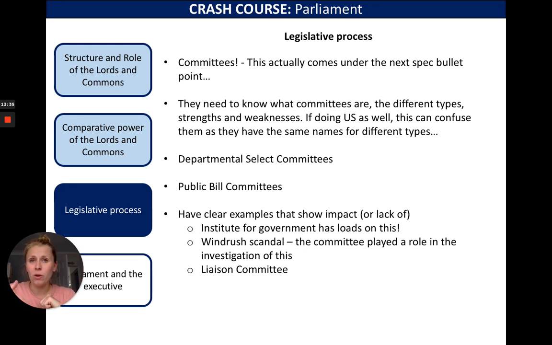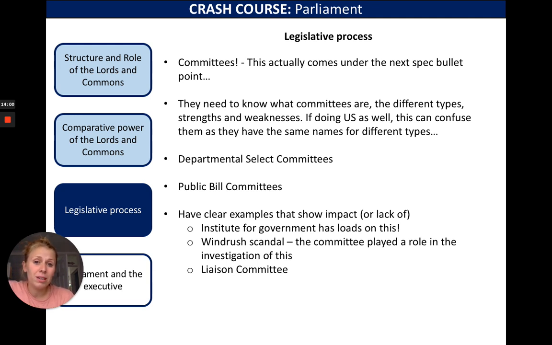Public bill committees are only created whenever there is a law, and they then disappear when the law is over. You also want a clear example of how they show impact or lack of impact. This was a part I found really overwhelming because it was really hard to find evidence of committees' impact. Often a committee highlights something, then the media picks up on it, and then the government changes its mind because the media has picked up on it. So it's quite hard to see that connection sometimes.